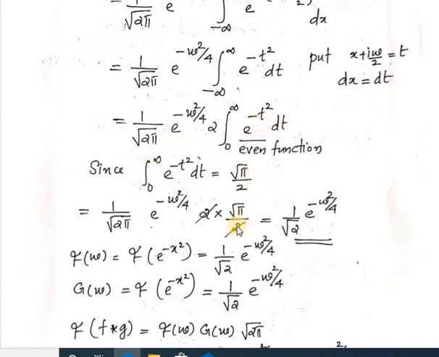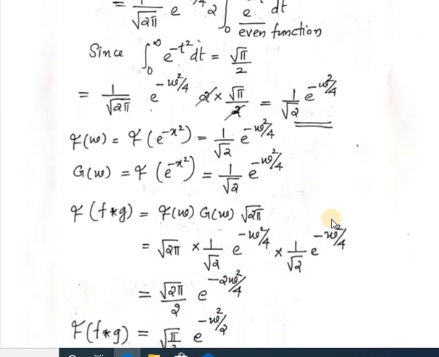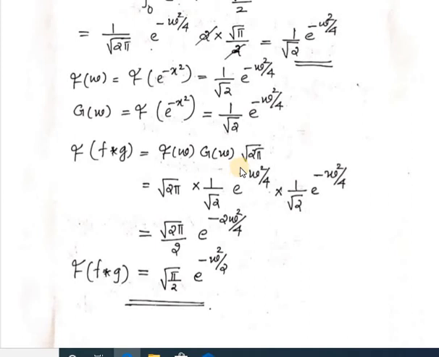Now we can substitute the value here. So the answer will be 1 by root 2 e raised to minus omega square by 4. So this is f of omega. Here the functions f of x and g of x are the same, so f of omega and g of omega have the same value. So by convolution this will be equal to f of omega g of omega into root 2 pi. So root 2 pi into, first write this term, 1 by root 2 e raised to minus omega square by 4. The second function is the same, 1 by root 2 e raised to minus omega square by 4. So root 2 will be cancelled and we get the answer root pi by 2 e raised to minus omega square by 2.